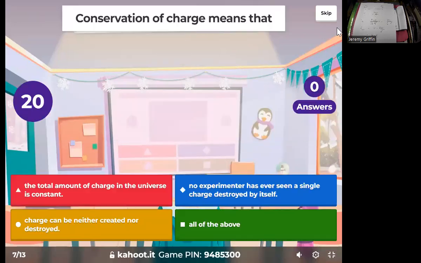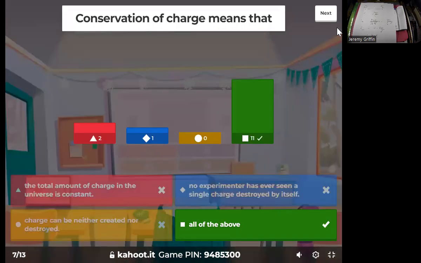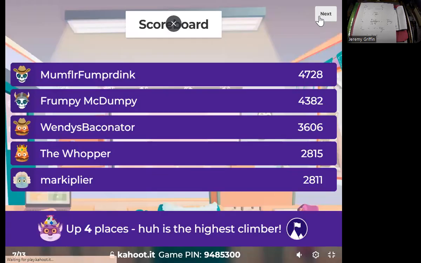Conservation of charge. Yes, all those statements are true. But here's a different perspective on conservation of charge. Charge in the universe is constant. You can't create or destroy charge. If there's a single charge lying around, same thing, it can't just be created or destroyed.